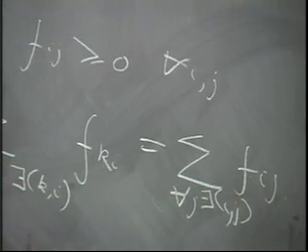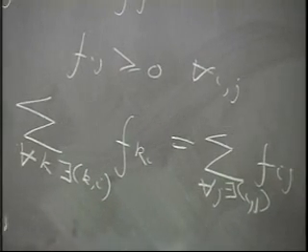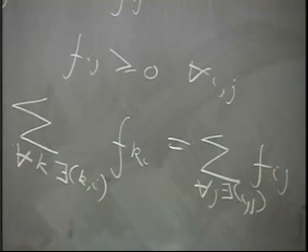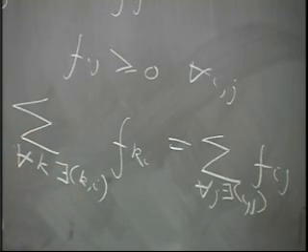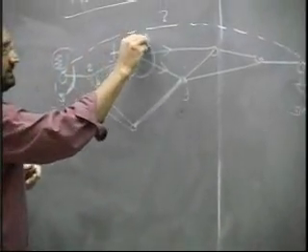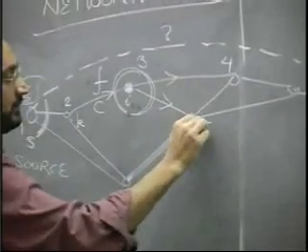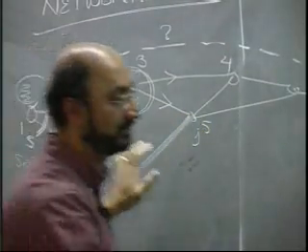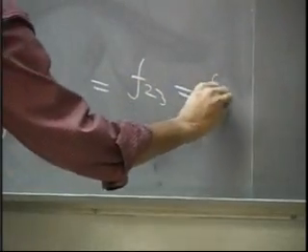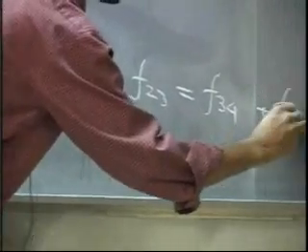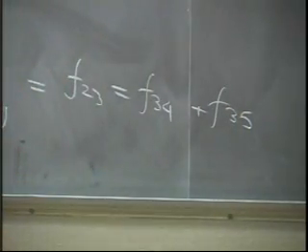This is the conservation constraint. It means all flows coming into I must exit. For example, in this node over here, if I put some numbers like this, let's say this is 1, this is 2, this is 3, 4, 5. An example of this is basically saying that F23 equals F34 plus F35. That's all there is.